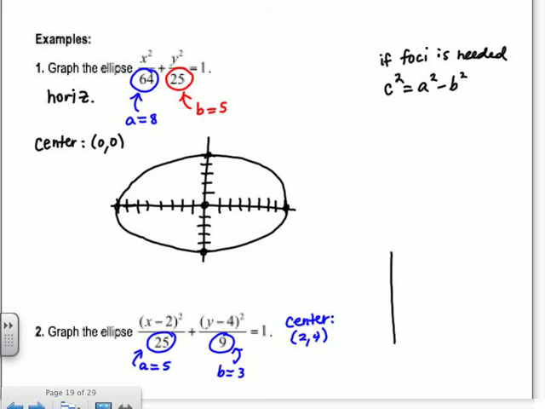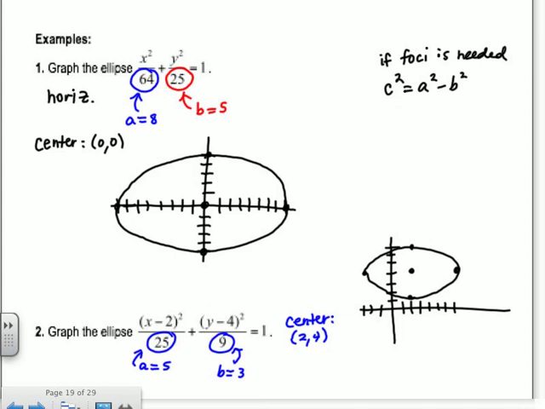So when I draw this, I have 2, 4. I'm going to go out horizontally, so I'm going to go out 5 to the right, out 5 to the left, so I was already at 2, so 1, 2, 3. Up 3, down 3. So you should get this little ellipse here.